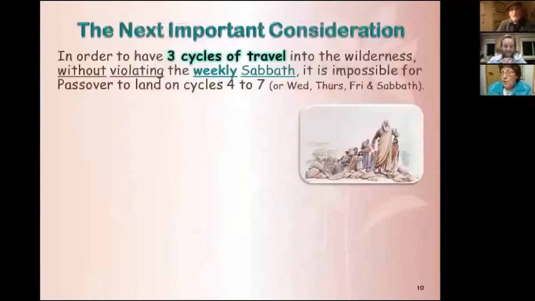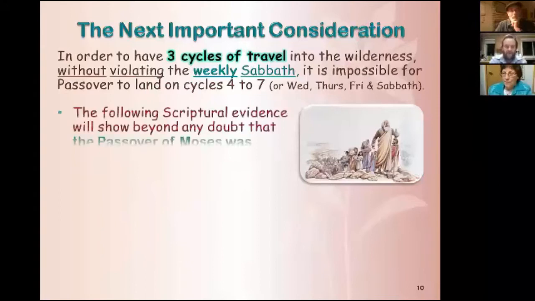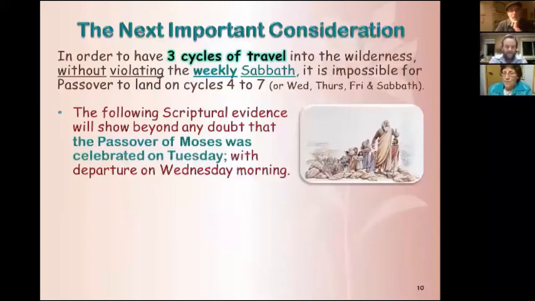Yep. So the next important consideration that we're coming up to, I'm going to just turn this over to Tim and let him do this whole slide. The next important consideration. In order to have 3 cycles of travel into the wilderness without violating the weekly Sabbath, it is impossible for Passover to land on cycles 4 to 7, or Wednesday, Thursday, Friday, and Sabbath. The following scriptural evidence will show beyond any doubt that Passover of Moses was celebrated on Tuesday, with departure on Wednesday morning.